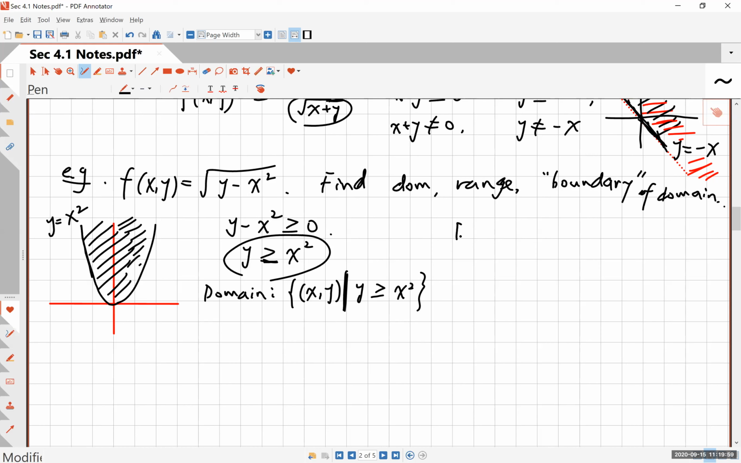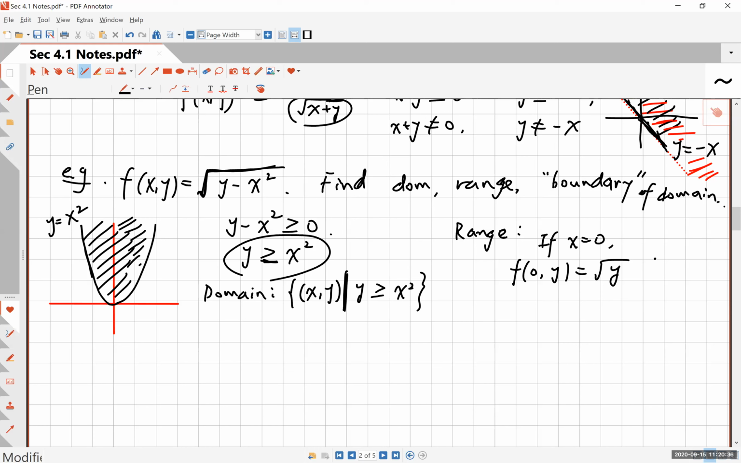Okay, so what's the range? Well, because this is a positive square root of some number, namely y minus x squared, the answer is going to be all of the non-negative numbers. Now, does it go to infinity? How do you know that this goes to infinity? Well, x could be 0, right? So if you restrict this function to all the points where x is equal to 0, then this function will simply be the square root of y, which does go to infinity as y goes to infinity, right?